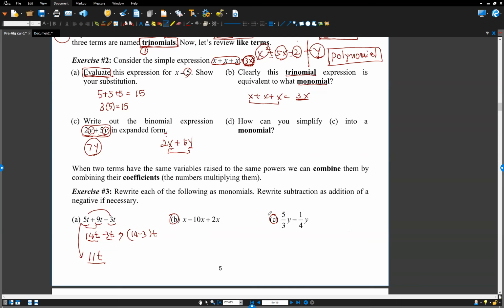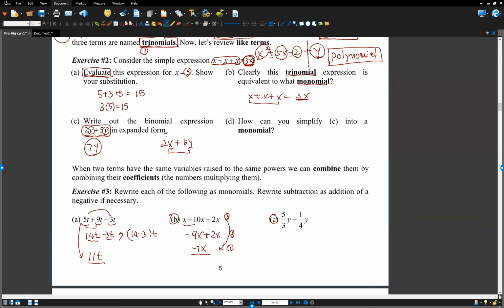Okay, Sydney, can you try B? Number B. Yep. Okay, so first do x minus 10x, which is equal to negative 9x. Okay, negative 9x. There we have a 2x. Still like terms. It is negative 7x. That's right. Negative 7x, which is a monomial, right? We reduce the number of terms. Okay, 3, 2, finally 1.